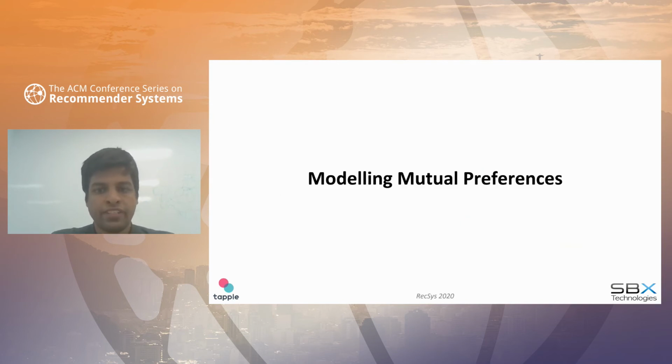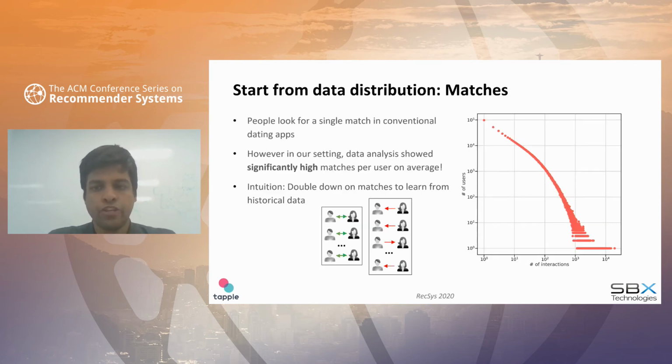So to model the mutual preferences, we start from a data-first approach. In conventional dating apps, people usually look for that one single match and they're done. But in our setting, we observed a significantly high number of matches per user.